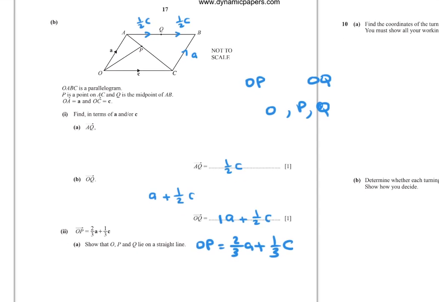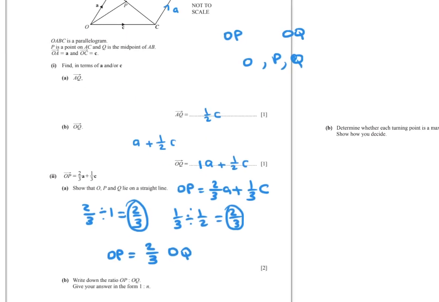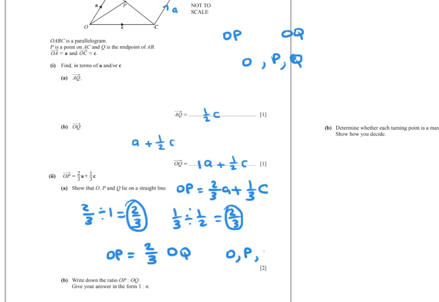So 2 over 3 divided by 1 equals 2 over 3. Then divide the coefficient of C by the coefficient of C. 1 over 3 divided by 1 over 2 is the same, 2 over 3. If you have the same fraction, now you have the relation between them, that OB equals two thirds of OQ. Then you can say that O, B and Q are on the same straight line.